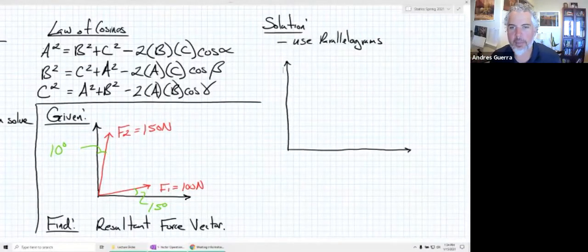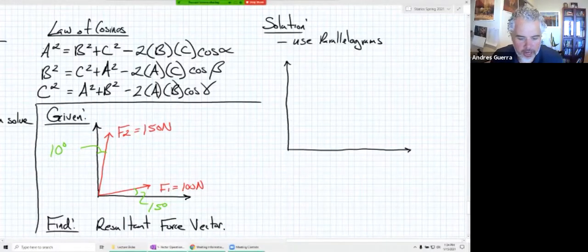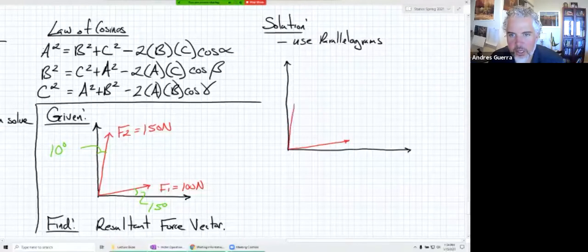And so, draw it big so that you can see exactly what's going on. And so we have our X and Y axes. I'm going to draw F1 down here, and that's at a 15-degree angle. And then we have F2 up here, and that's at our 10-degree angle, and it's going to be a little bit longer right there.